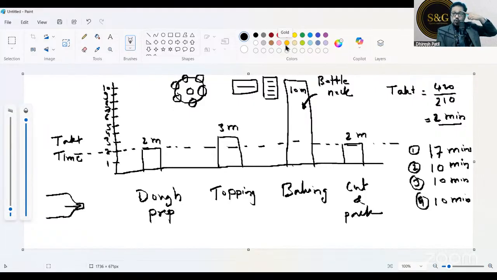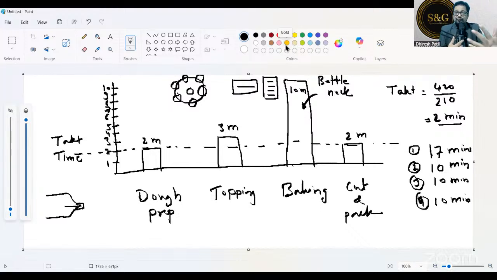Now think about, in your bottleneck, what can be done? Let's do this exercise for a couple of minutes. You have already listed down your bottleneck right now. In your bottleneck, what can be done so that the cycle time can be brought down? Be a little innovative.